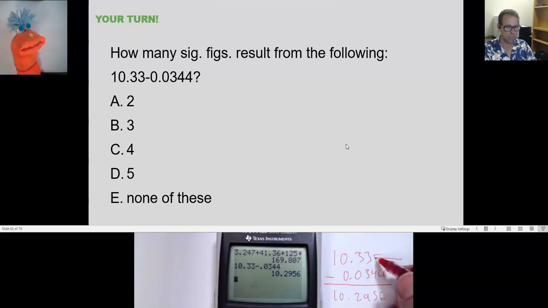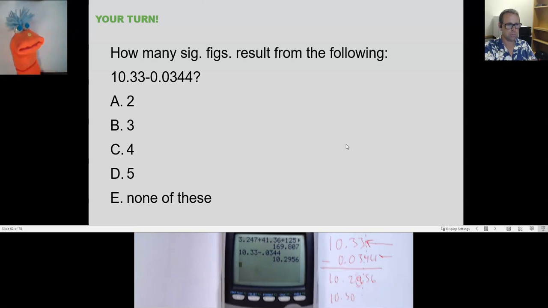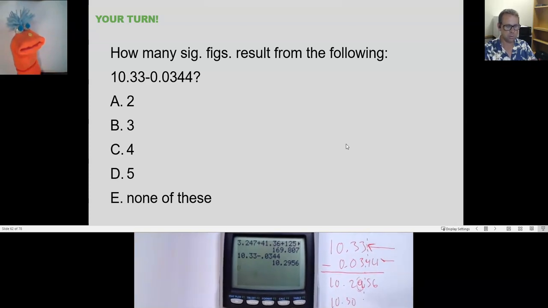10.2956. But because this one here goes further to the left, I can draw a dotted line here. I know this is the number that has to be rounded to. So 10.2 and this 9, because this is a 5, we go up. So 10.30, whoops, 10.30, that is going to be our answer.